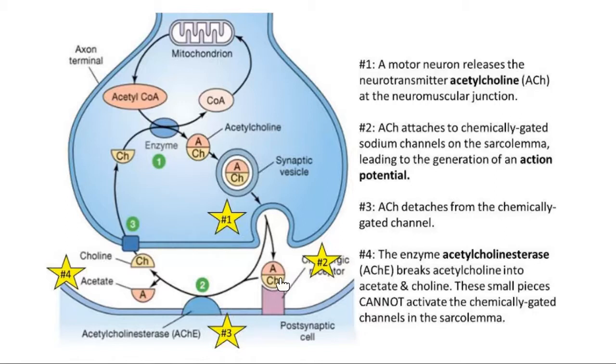So in normal circumstances, I attach acetylcholine to the chemically gated sodium channel. That chops up acetylcholine into its two pieces. These pieces by themselves I can't do anything with. They're not going to make me contract my muscle. So I'll basically recycle the parts and build it again. In normal circumstances, that's what we do.